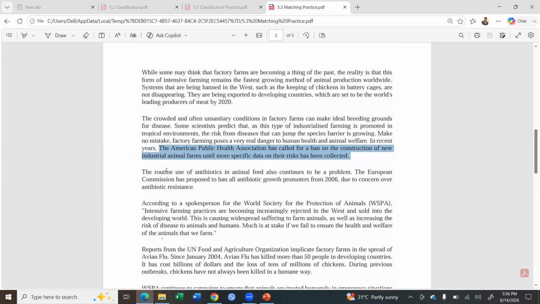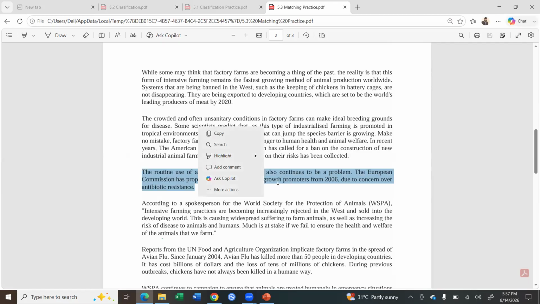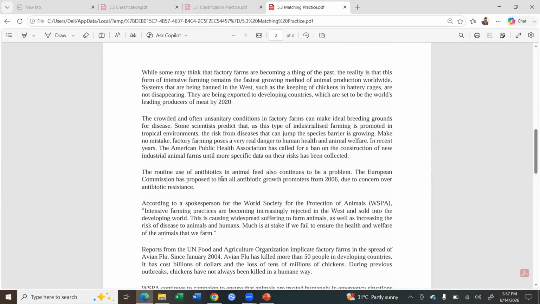Okay, this one. Yes, sir. The routine use of antibiotics in animal feed also continues to be a problem. The European Commission has proposed to ban all antibiotic growth promoters from 2006 due to concern over antibiotic resistance. Right? So we have growth promoter and ban.